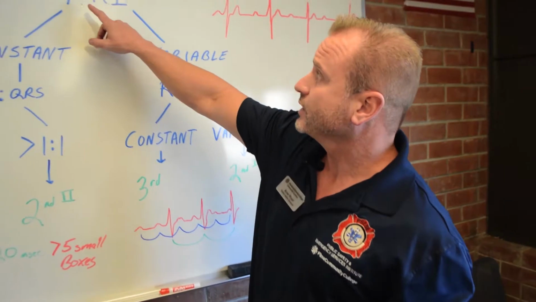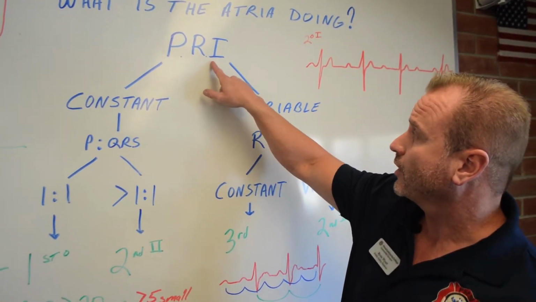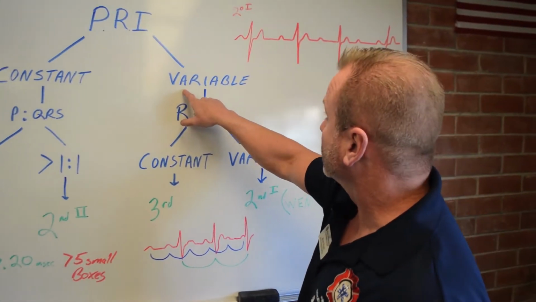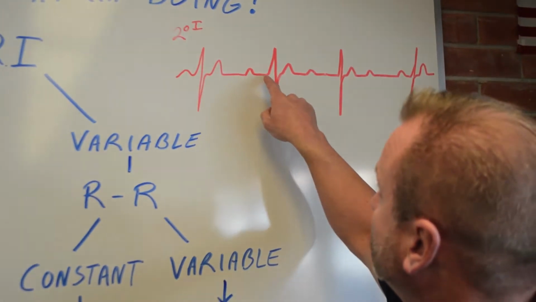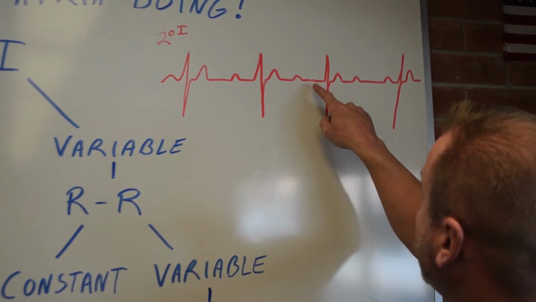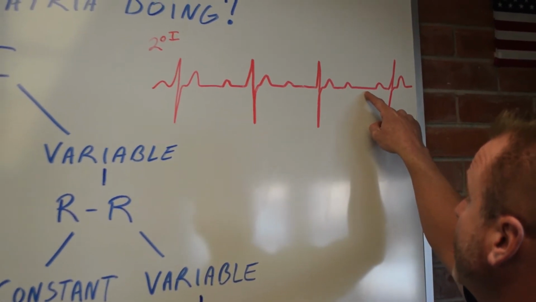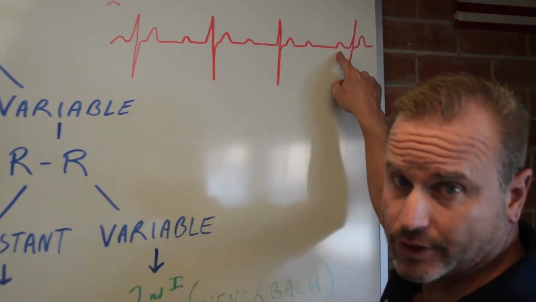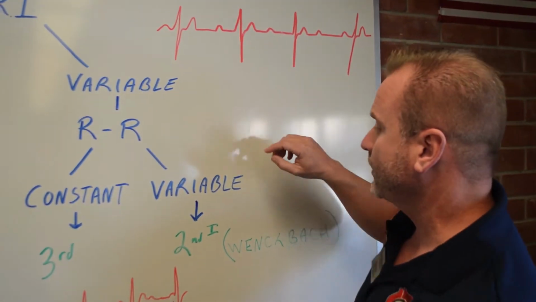So once again, what's the atria doing? My PR interval, it's variable. Because you can see my PR interval keeps changing and keeps getting longer. Now I don't even have a PR interval and it starts over again. So that's your second degree type 1.